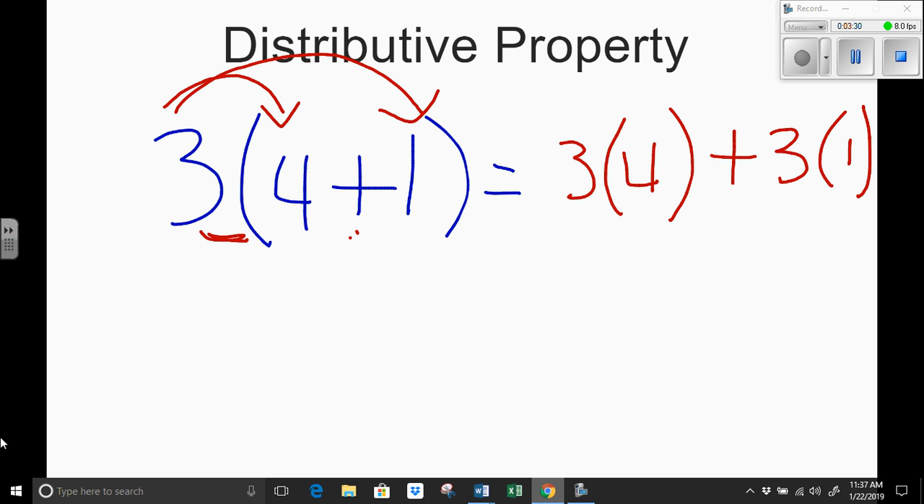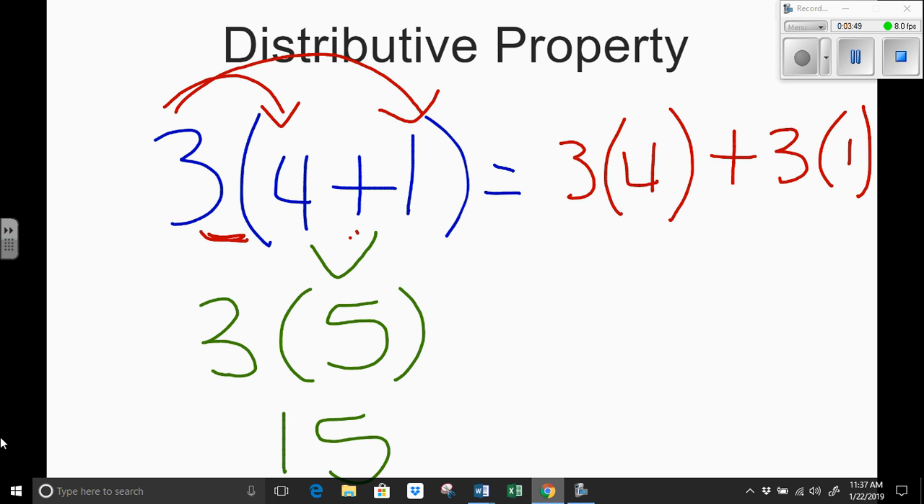Now, to prove whether or not this theory of the distributive property works, we can use order of operations to solve just like we've done with the other properties. If I were to take care of the parentheses first, 4 plus 1 is 5. And again, I'm going to keep that in parentheses to show multiplication of 3. And 3 times 5 is 15. I'm going to do the same thing on the other side using order of operations. I'm going to take care of my multiplication first. 3 times 4 is 12. I'm going to bring down my plus sign.